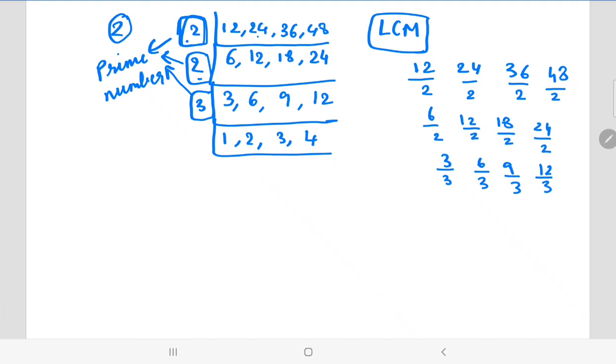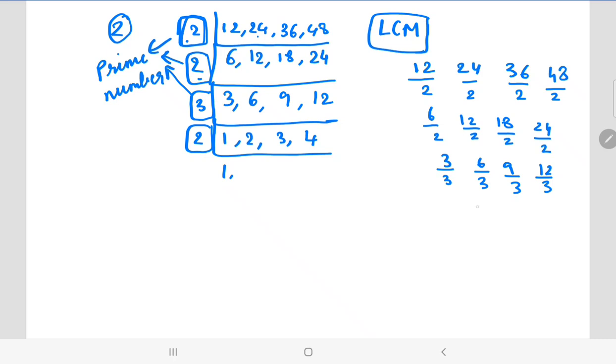And still it is not completed. We have to resolve it in such a way that all the numbers which are left over should be prime numbers. Again I am taking 2 here. Because 1 is not divisible by 2, we write it as 1 only. Remember that at last all the 4 numbers which are here should become 1. Then only you will get the LCM.